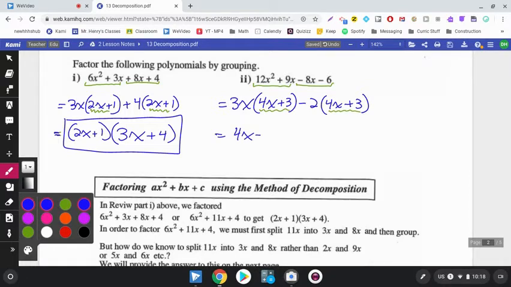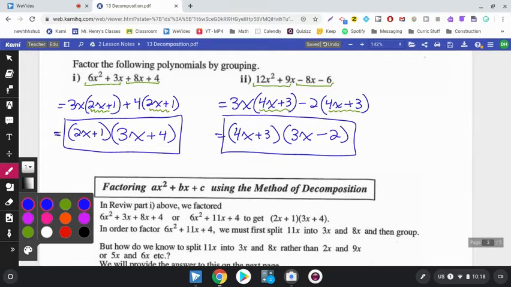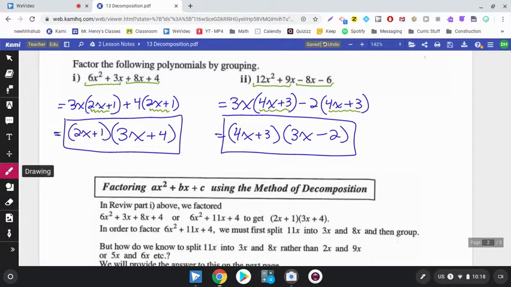The 4x plus 3 comes out front. I factored it out. That was the GCF. And then within the terms, I had a 3x and a minus 2. So that's factoring by grouping. Okay, well, we're going to do that within the method of decomp. So below, there's a lot of information on factoring by decomp, but I'm going to skim through it. Okay, in your workbook, you could read through it a little closer if you wanted.